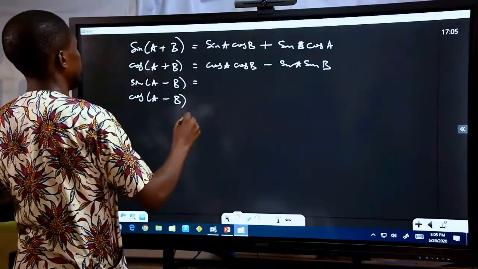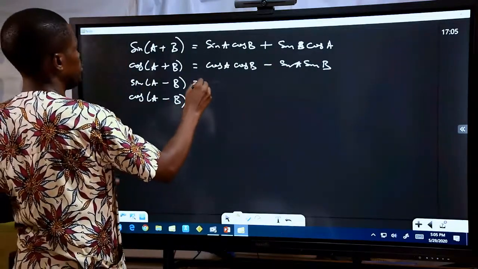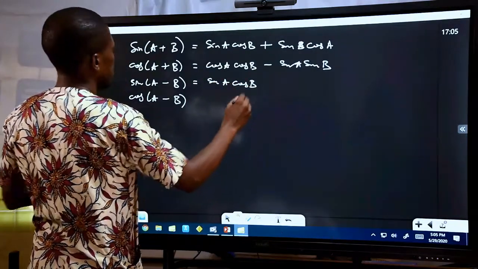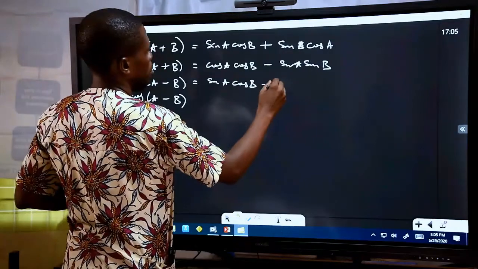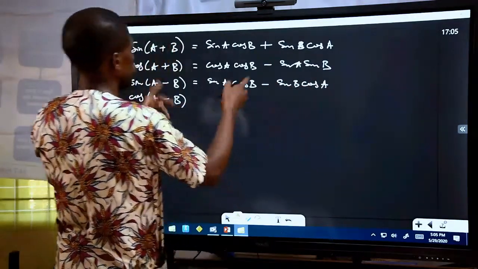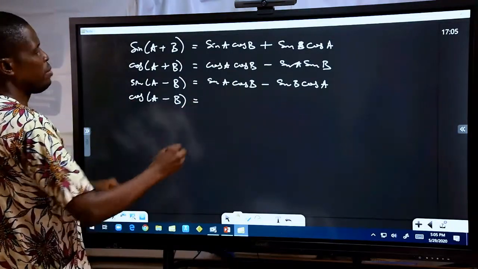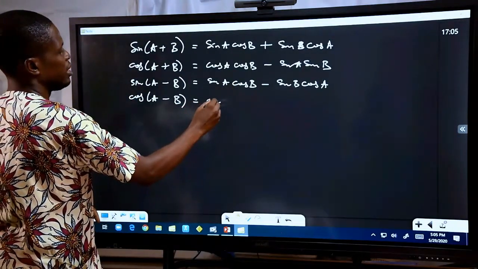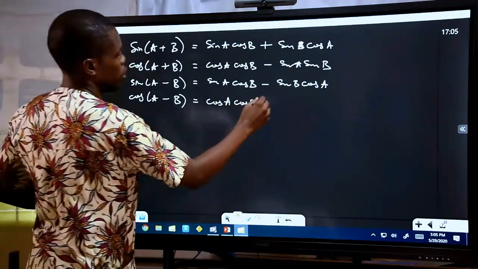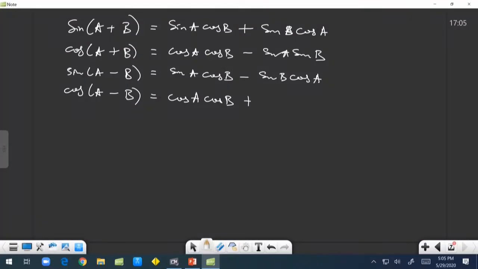And the third one is sine A minus B. It is the same thing as saying sine A cos B minus sine B cos A. So you just swap the angles there. So cos A minus B is the same thing as saying cos A cos B, then with minus it turns to plus sine A sine B.